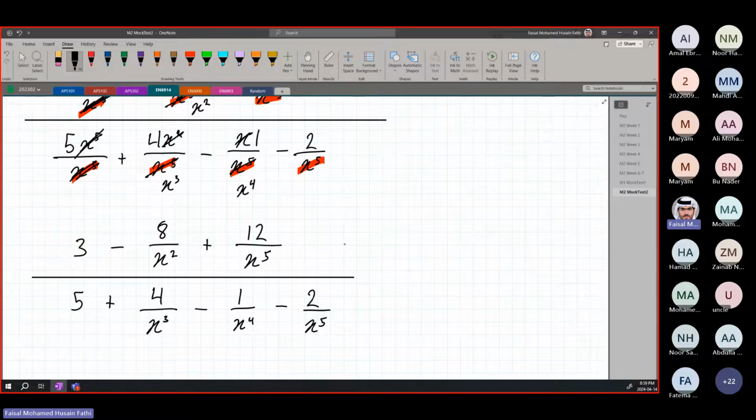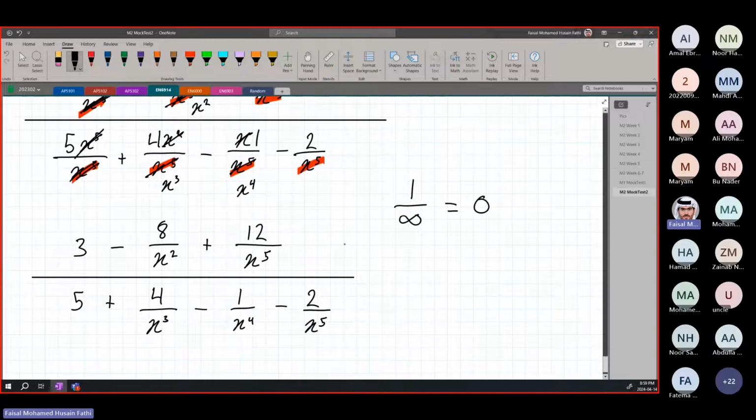Why do we do this? Because remember, when we have 1 over infinity, what is it going to give us? 1 over infinity is equal to 0. Why? Because 1 over a very large number is always going to get closer to 0.